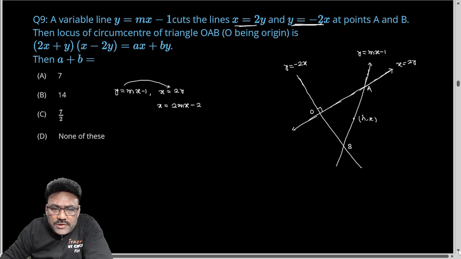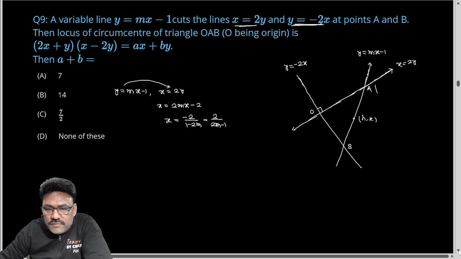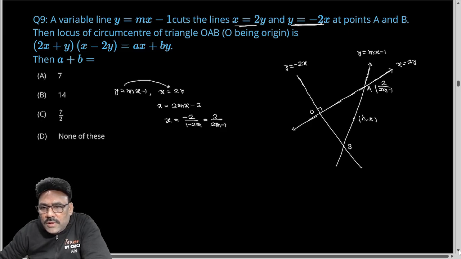So ultimately you are getting x is equal to minus 2 over 1 minus 2m, or you can say 2 over 2m minus 1. So the x coordinate of A is 2 over 2m minus 1, and the y coordinate is obviously x by 2, so it is 1 by 2m minus 1. This is the coordinate of A.